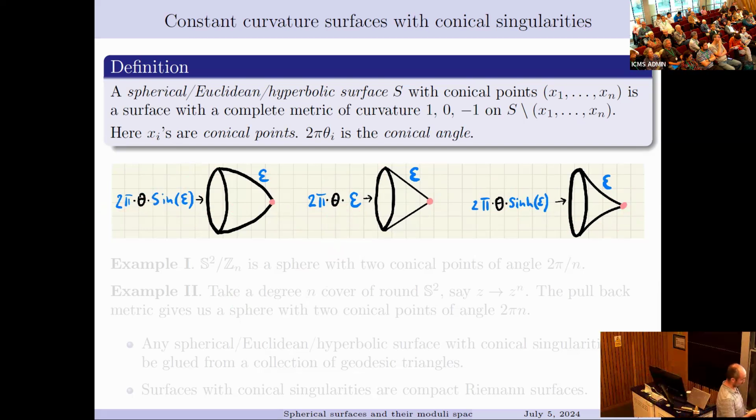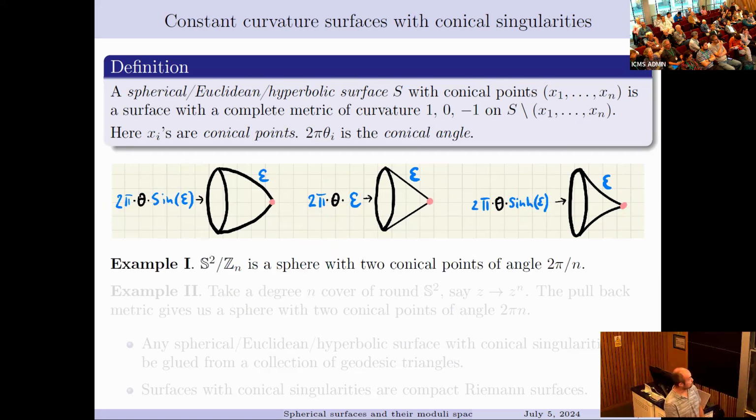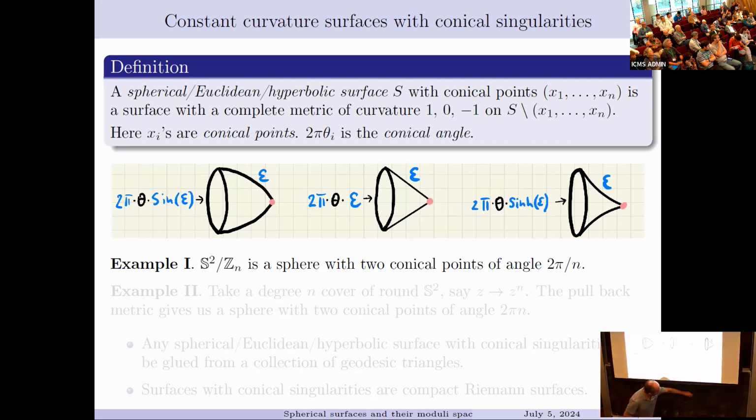And I'm mainly interested in spherical surfaces. I will explain why. But examples of what you can imagine of this type of behavior: you take a two-dimensional round sphere S^2, you rotate it by angle 2 pi divided by n, and take the quotient. Then you get something called an orbifold. So this is one example. Here the angles will be 2 pi divided by n.